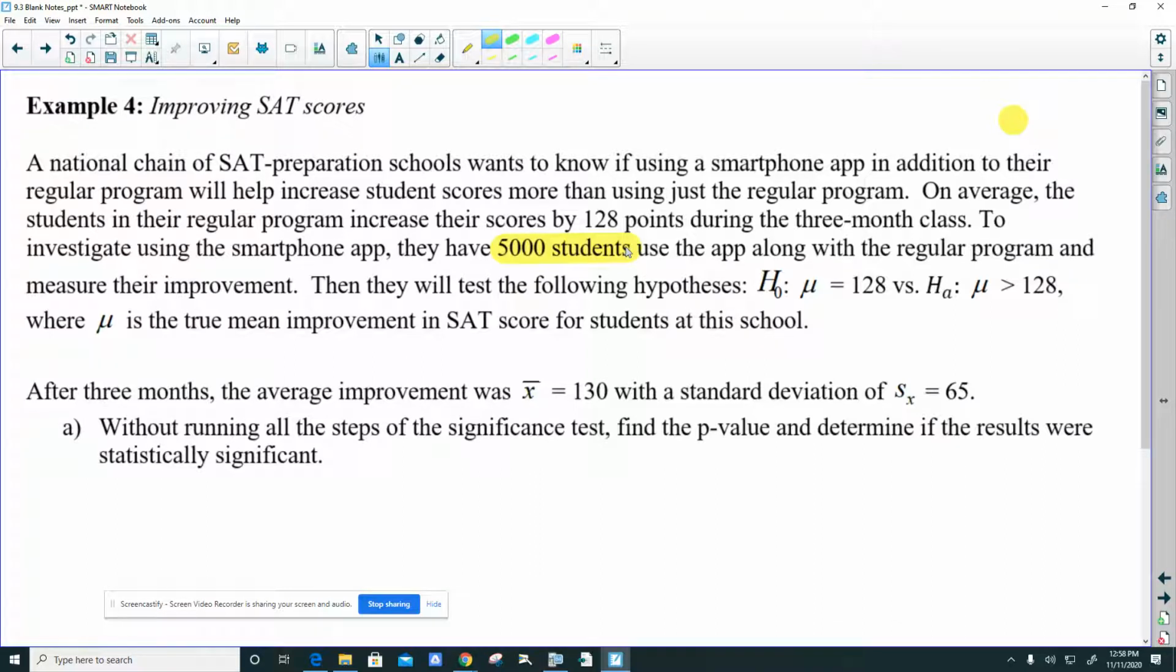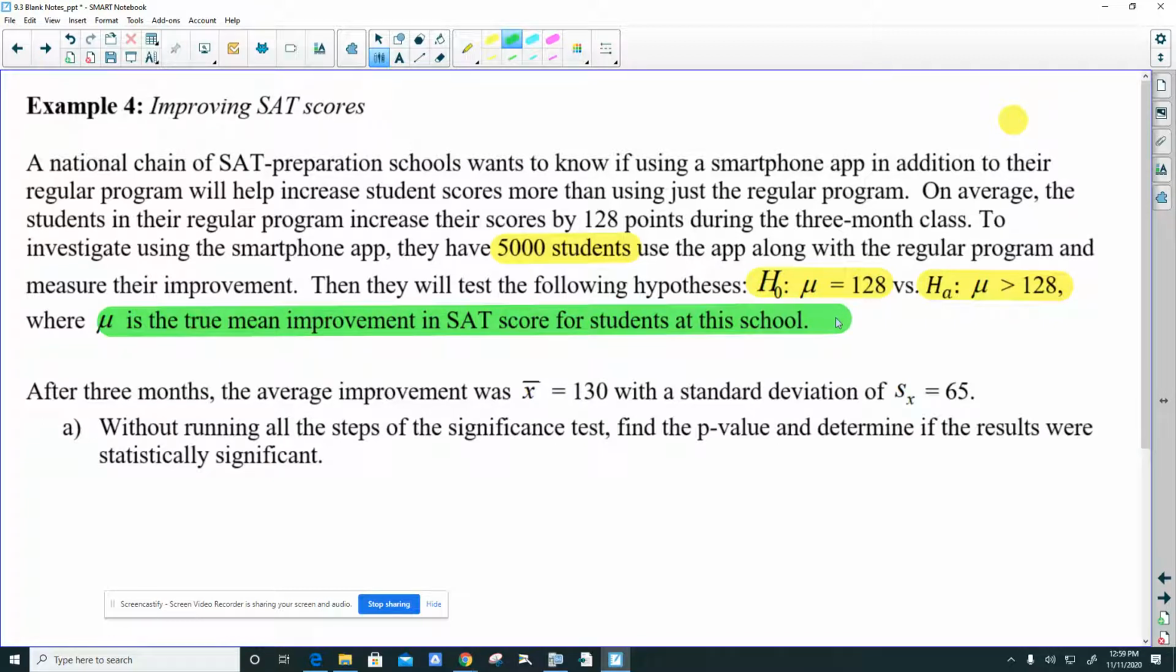So we know that it says on average, the students in their regular program increase their scores by 128 points during the 3-month class. So we're going to say that that is what our null hypothesis is, that the average increase is 128 points. We're wanting to know if in addition to this regular program, we also incorporate the smartphone app, if that increase might be larger than 128. So that's our alternative hypothesis with a greater than symbol. Okay, we are defining mu to be the true mean improvement in SAT scores for the students at this school.